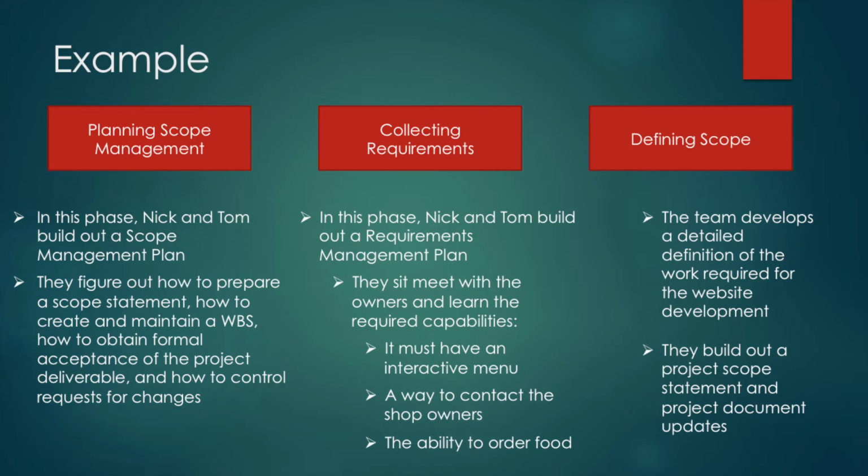The next step is collecting requirements. This is the step where the team builds out a requirements management plan. They meet with all the owners and learn the required capabilities of the website, which involves an interactive menu, a way for customers to contact the owners, and the ability to order food online.